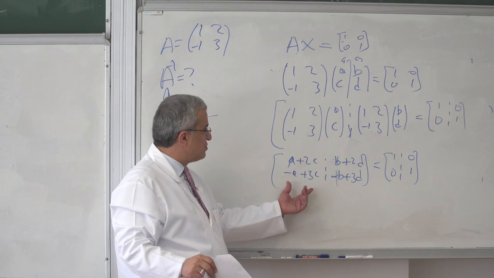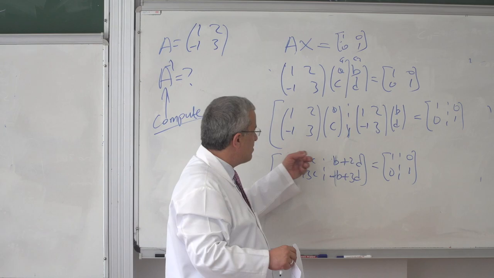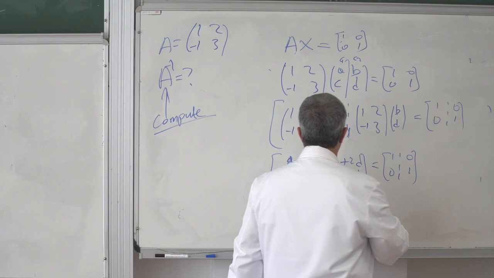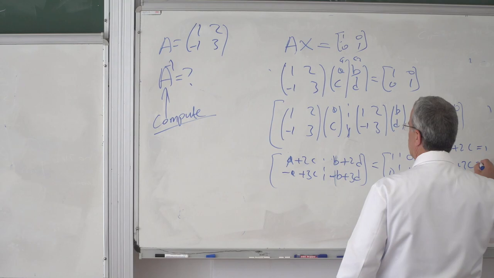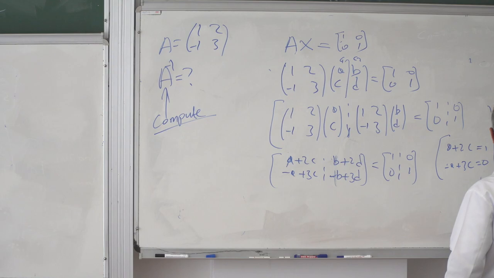So these two matrices are equal, means all their columns are equal, right? All their A11 is equal, everything is equal, but I want to look at it column-wise, to be able to make the parallel with Gaussian elimination. So that would mean A plus 2C is equal to 1, minus A plus 3C is equal to 0. Okay? And this is B plus 2D would be 0, minus B plus 3D would be 1.